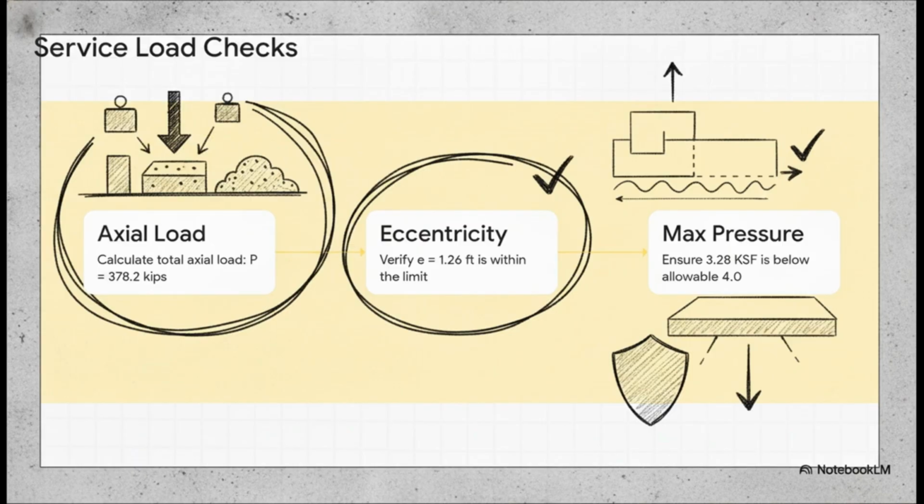That's heavy. With an applied lateral shear causing an overturning moment, we calculate an eccentricity of 1.26 feet. Now, because this is less than our kern limit of 2 feet, which is just the footing length divided by 6, we know the entire bottom of the footing remains in full flat contact with the soil, no lifting. Finally, our maximum bearing pressure comes out to 3.28 kips per square foot, which is safely below our geotechnical limit of 4.0. Bam! The footing area is perfectly sized.